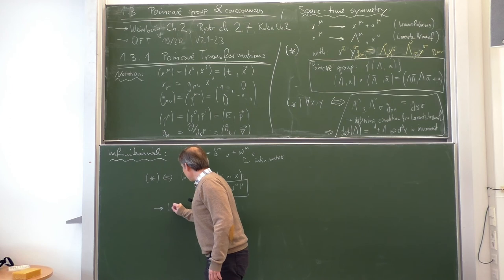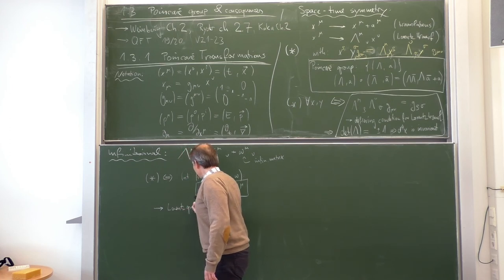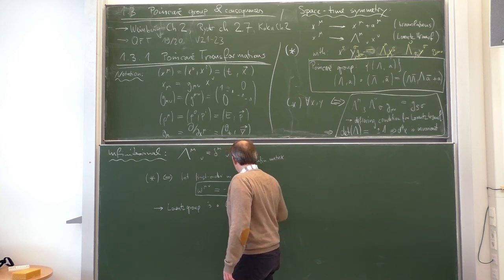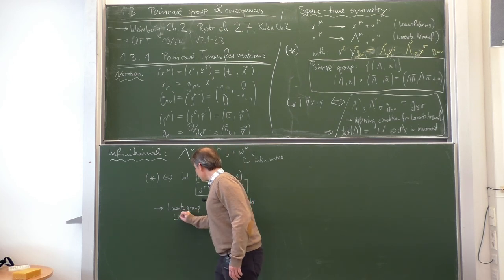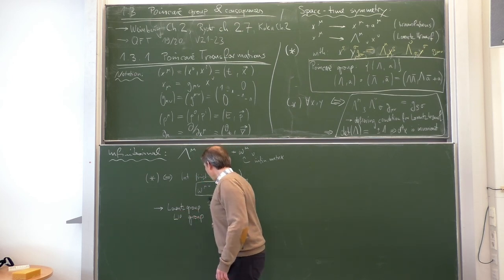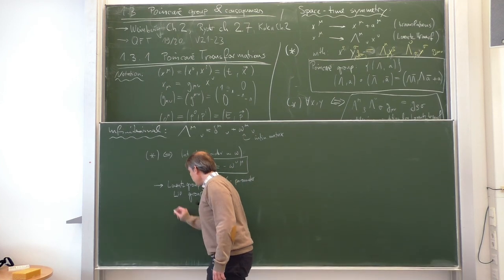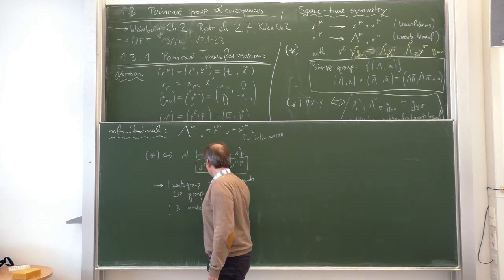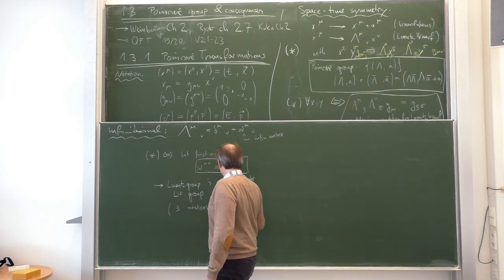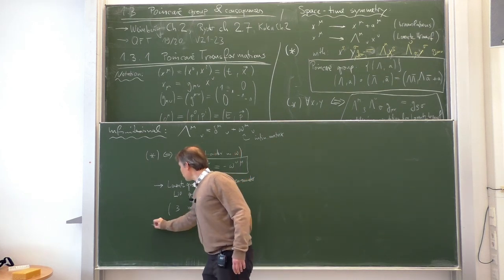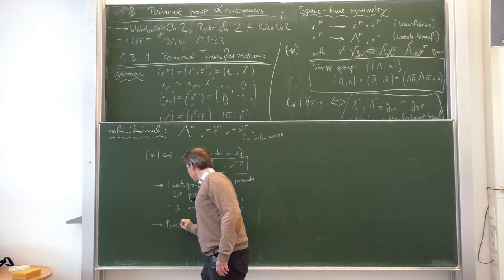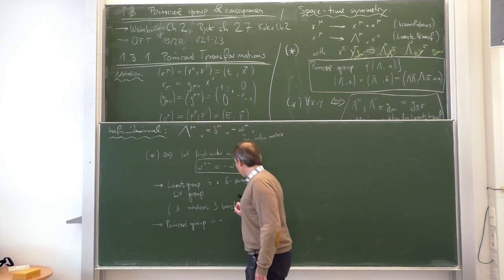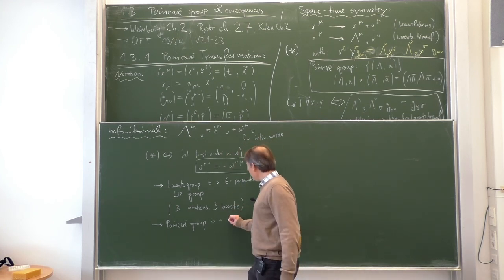So the Lorentz group is a six parameter Lie group, and that corresponds to three rotations and three boosts. And the Poincaré group is also a Lie group with 10 parameters.